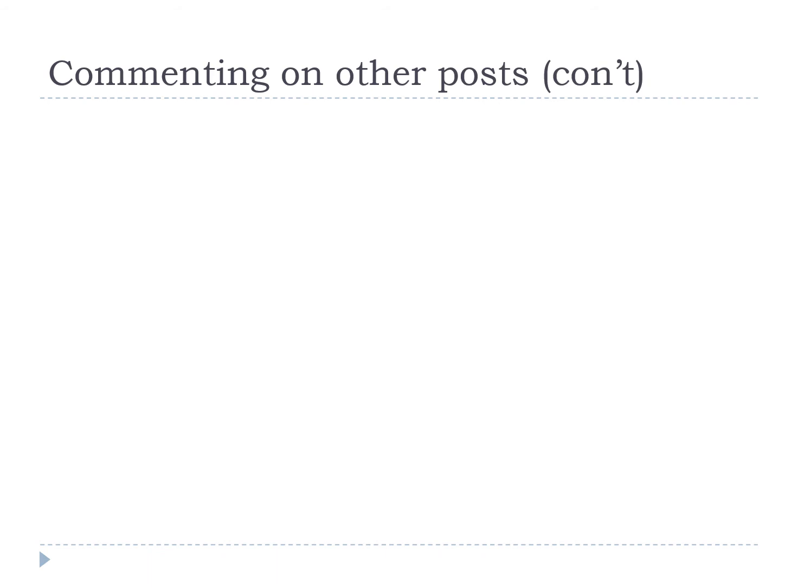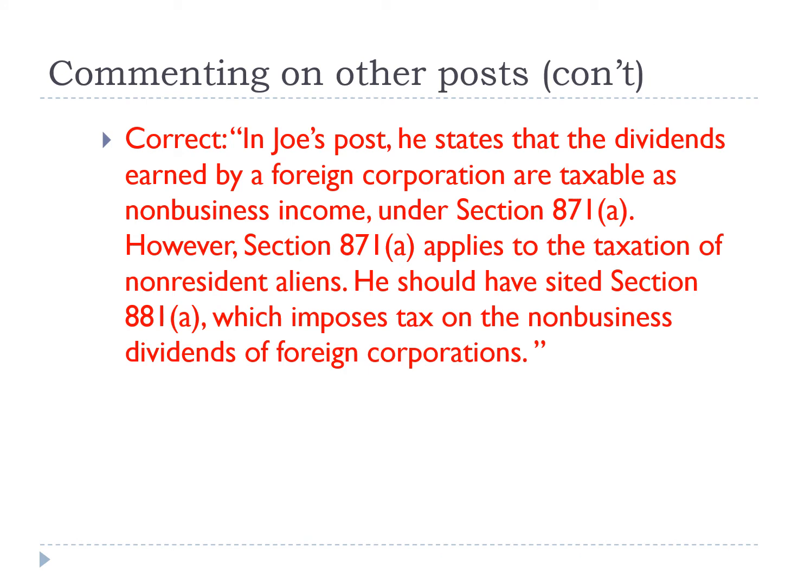Here is how that comment should have read. In Joe's post, he states that the dividends earned by a foreign corporation are taxable as non-business income under Section 871(a). However, Section 871(a) applies to the taxation of non-resident aliens. He should have cited Section 881(a), which imposes tax on the non-business dividends of foreign corporations.